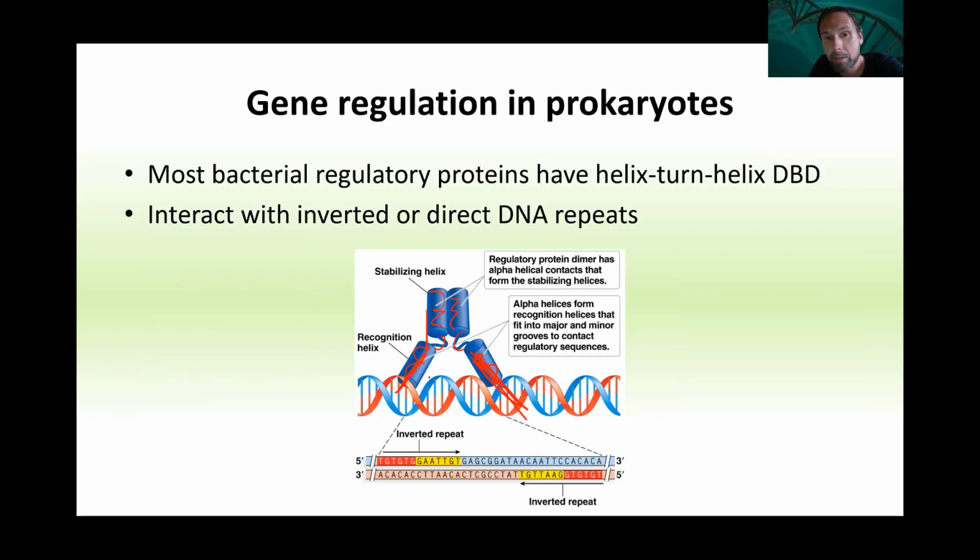These bind here in the major grooves of the DNA, and they generally recognize what we call an inverted repeat. So notice this one goes G, A, A, T, T, G, T. Then the other side, it goes G, A, A, T, T, G, T. So it's this inverted repeat in two directions. That's what these helices are going to bind to on the DNA.